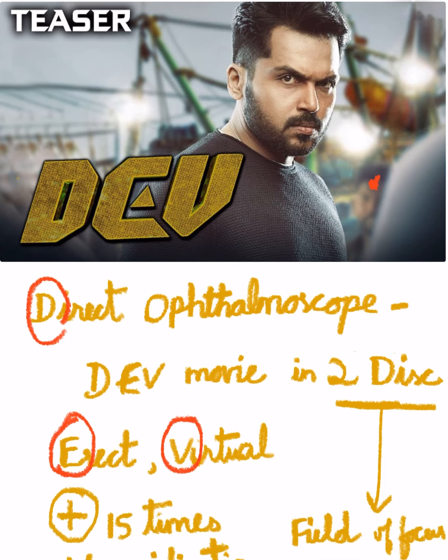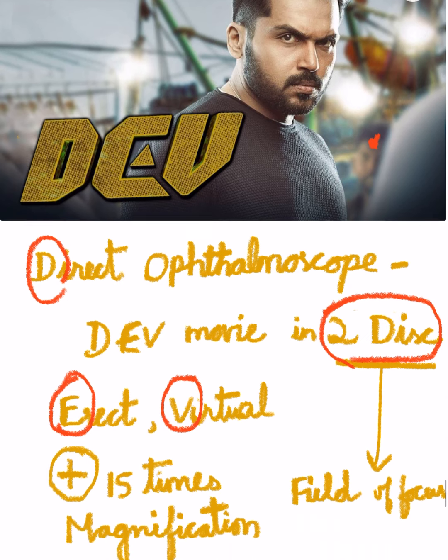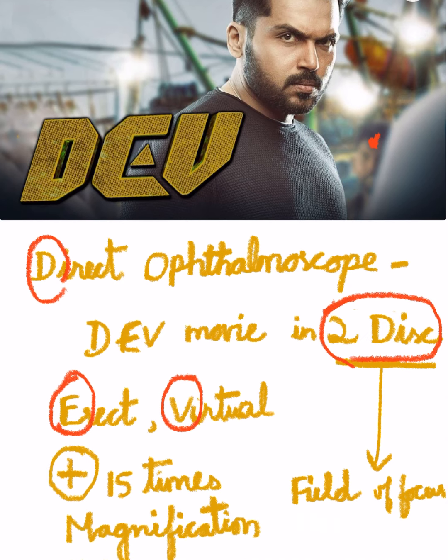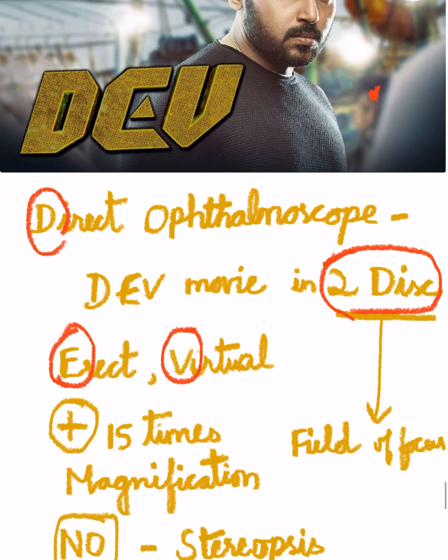And in direct ophthalmoscope, the area of field of focus is 2 disc. This can also be remembered as the Dev movie being available in 2 disc, part 1 and part 2. So the field of focus is at the level of 2 disc in direct ophthalmoscope. In indirect ophthalmoscope, the area of field of focus is 8 disc.